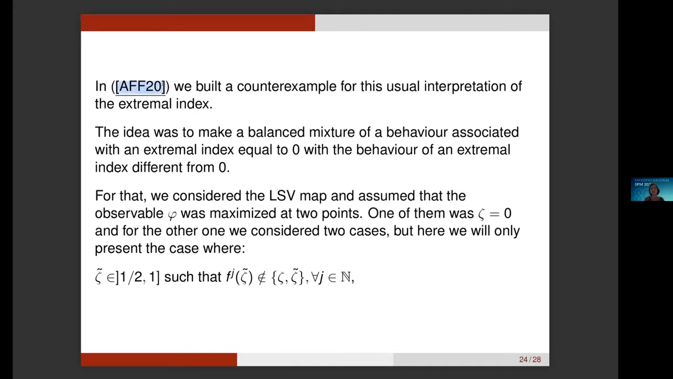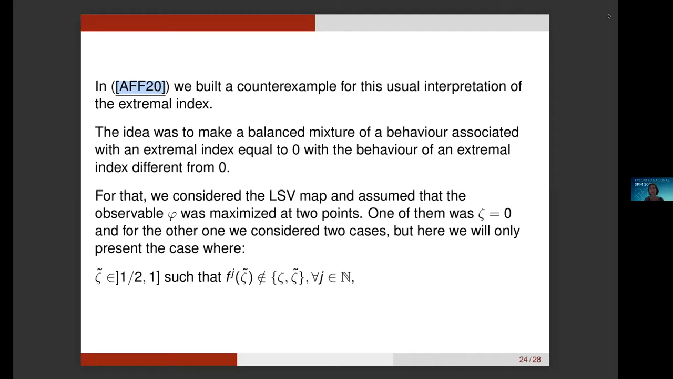With Miguel Abadi and Jorge Freitas, we built a counterexample for this usual interpretation of the extremal index. So the idea was to make a balanced mixture of a behavior associated with an extremal index equal to zero with the behavior of an extremal index different from zero. For that, we used precisely the LSV map and assumed that the observable was maximized at two points. One of them was the indifferent fixed point, zero.